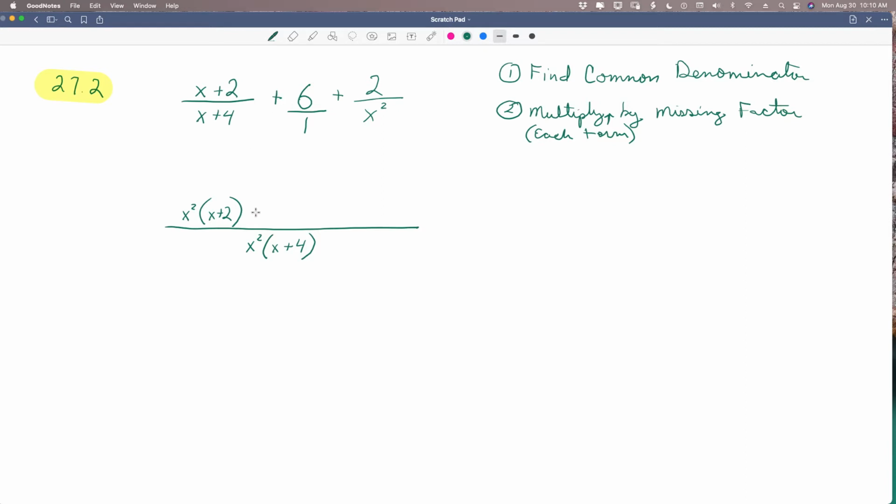Now we bring down our operation. 6 does not have x squared or x plus 4, so we need to multiply 6 times all of that. So we're going to say 6 times x squared times x plus 4. Okay, there's our second term completed. Now we'll pull down our last operation and we will multiply our final term. Well, this one has x squared, but it doesn't have x plus 4. So we're going to multiply 2 times x plus 4.